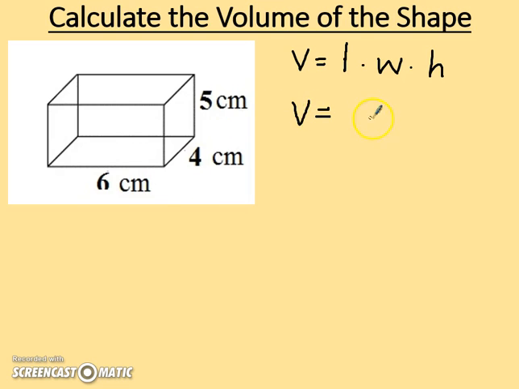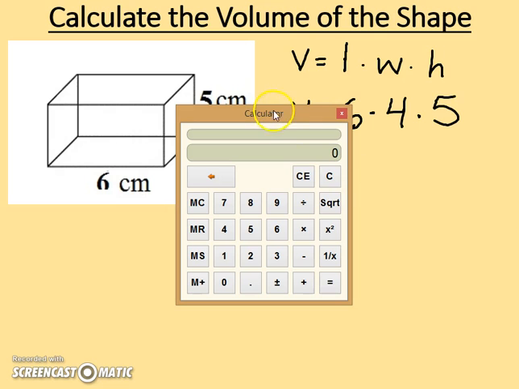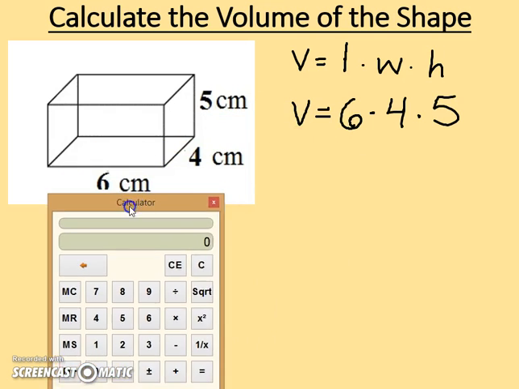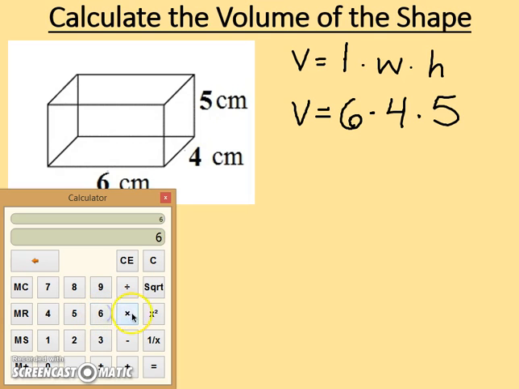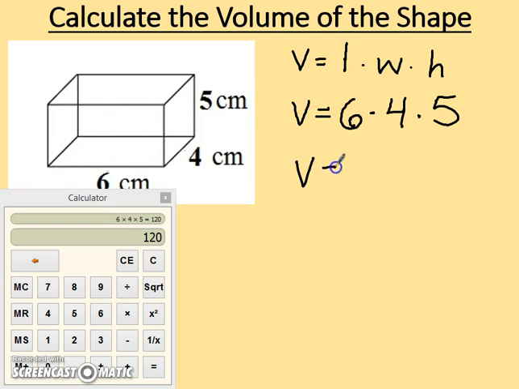So volume is length, which is 6, times the width, which is 4, times the height, which is 5. So I bring my calculator up, I do 6 times 4 times 5 is 120. So the volume equals 120. Now remember, by definition, volume is the cubic units that fill a space. So you should have centimeters cubed, which means cubic centimeters. That's little cubes that are a centimeter on each side. You could fit 120 of those inside this box.